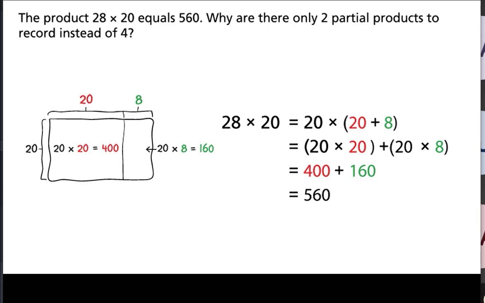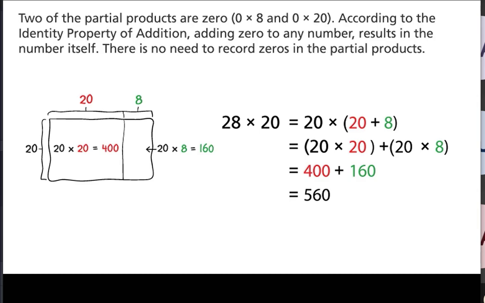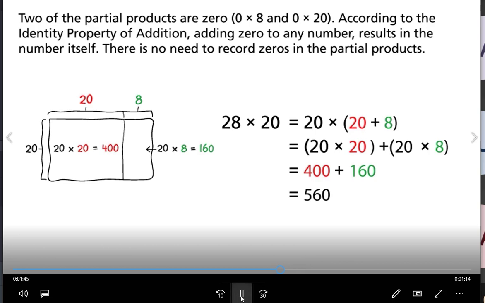Why are there only 2 partial products to record instead of 4? 2 of the partial products are 0: 0 times 8, and 0 times 20. According to the identity property of addition, adding 0 to any number results in the number itself. There is no need to record zeros in the partial products.